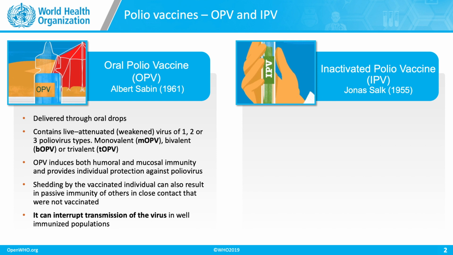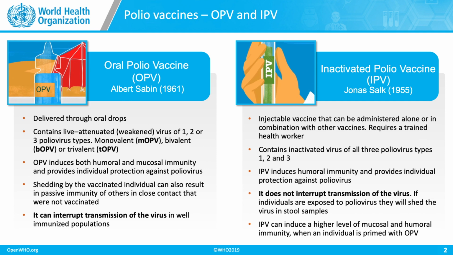As both individual and passive immunity in the community is created, the OPV vaccine has the ability to interrupt transmission of the poliovirus in well-immunized populations, as there will be a limited period of virus shedding and no susceptible hosts for the virus. Bivalent OPV is currently used in nearly all polio vaccination campaigns worldwide.